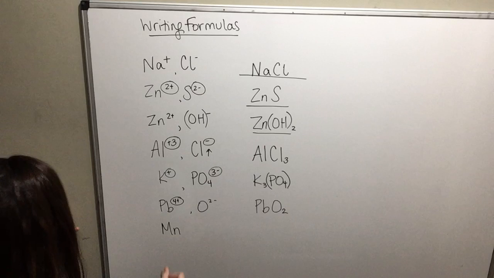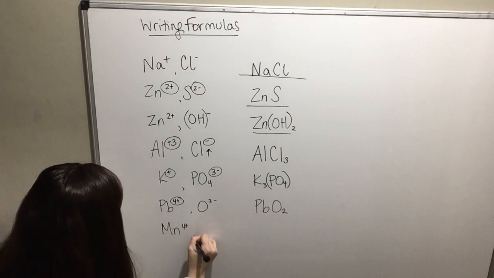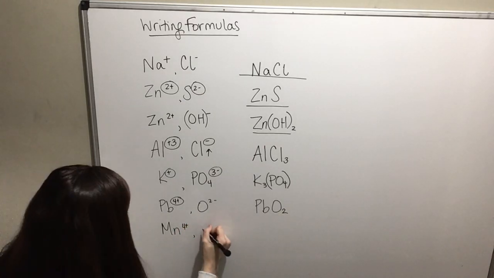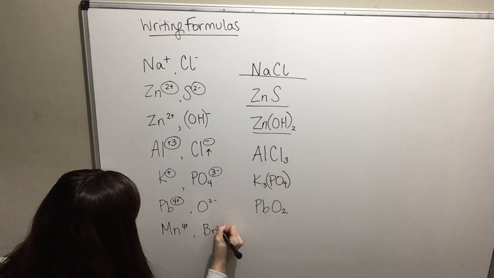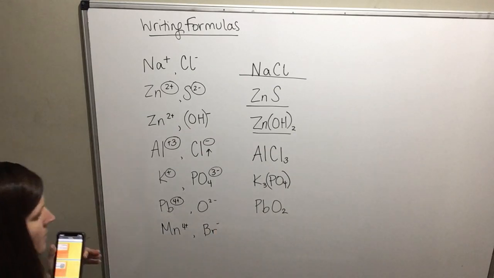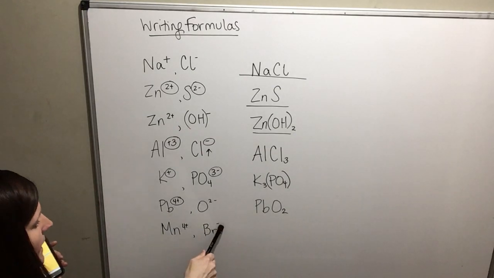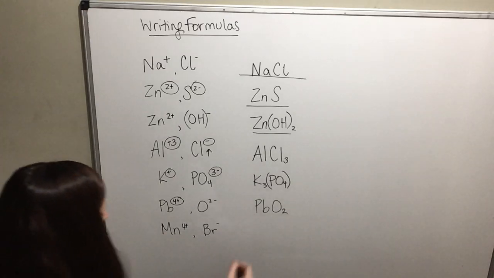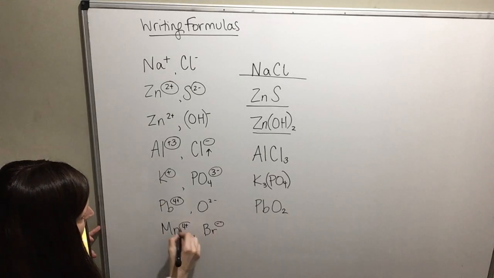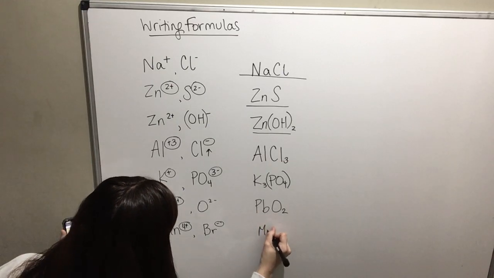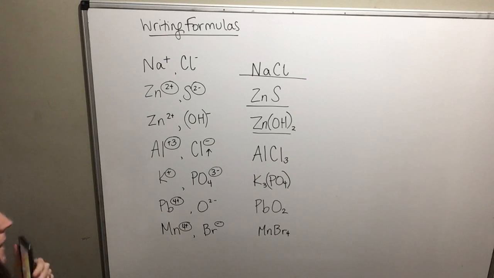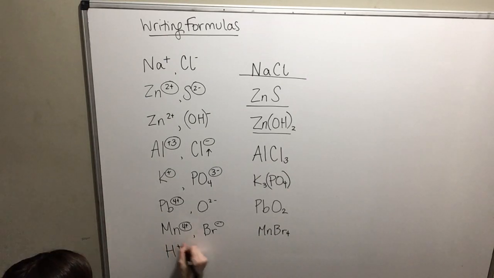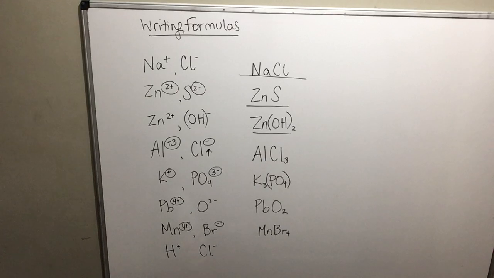Manganese, or Mn, again, this is 4 plus or +4. It doesn't matter how it's written like that, just as long as you know the charges. And then beryllium, or I'm sorry, bromine is going to be minus. So we need 4 of these to balance out the 4 of those. So it's going to be MnBr4. And the last one is an H plus and a Cl minus. Those are already balanced, 1 and 1, so it's just HCl.